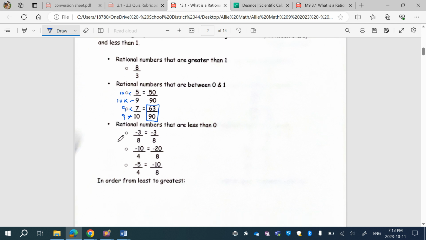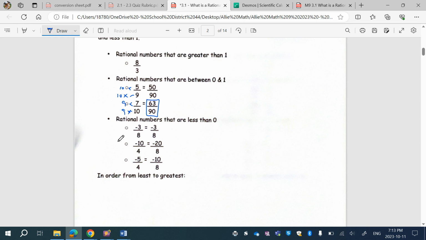Next, we have rational numbers that are less than 0. So these are all of our negatives. And again, we're looking for a common denominator. So we had an 8, a 4, and a 4, and we've converted them all to 8s. So this one we've multiplied top and bottom by 2, and so we've got negative 20 over 8. And here again, we've multiplied top and bottom by 2, so negative 10 over 8. And now it's easier to see which ones are more negative, middle negative, and the least negative.